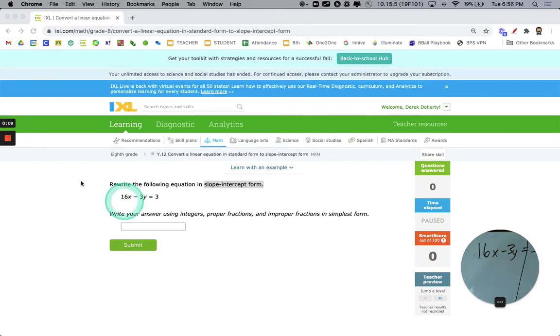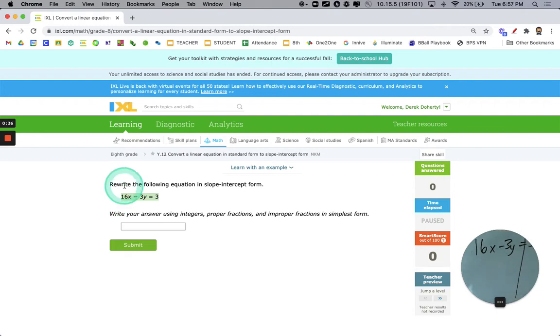The goal for Y12, as you see the title, is to convert a linear equation that's in standard form to slope-intercept form. Not every linear equation needs to be written in the y equals mx plus b form that we've worked on. It's nice when they are, it's easy to graph them, it's easy to read the slope and the y-intercept, but a lot of times when we build equations in the real world, they don't start off in that nice y equals mx plus b form we've looked at.